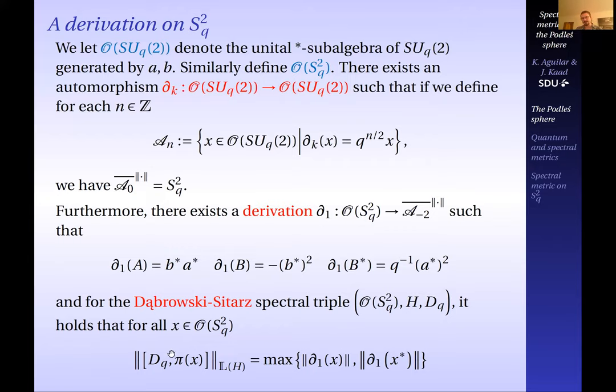And why do we care about the norms? We'll get to that later, but the idea is that sometimes from a spectral triple, you can form a quantum metric using the norms of the commutators with the Dirac operator. So that's a little introduction of the Podleś sphere and some non-commutative geometry related to it. And eventually we'll see how this can give us a candidate for a quantum metric. And in this talk, we'll prove that it's a quantum metric.